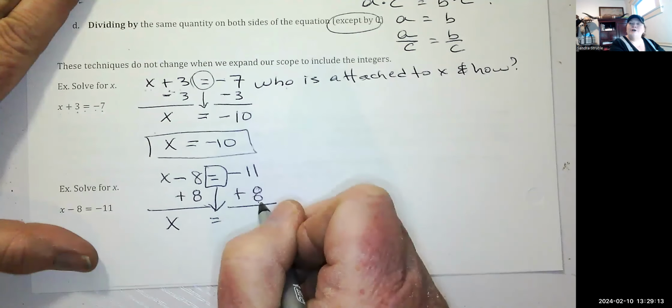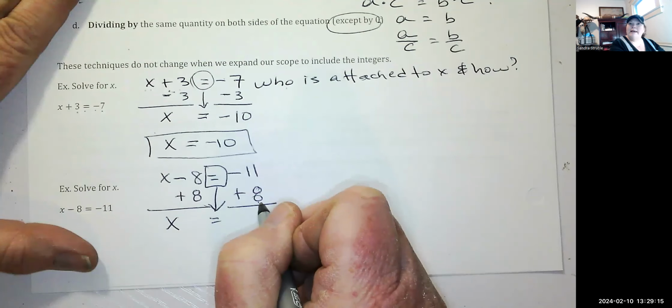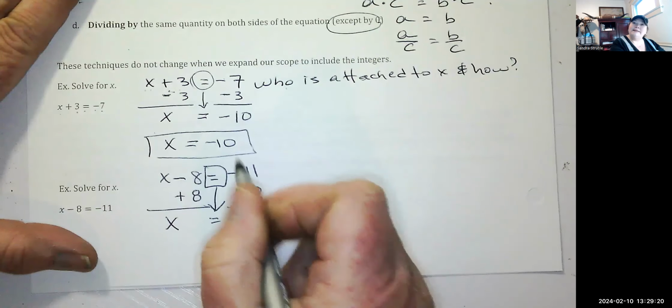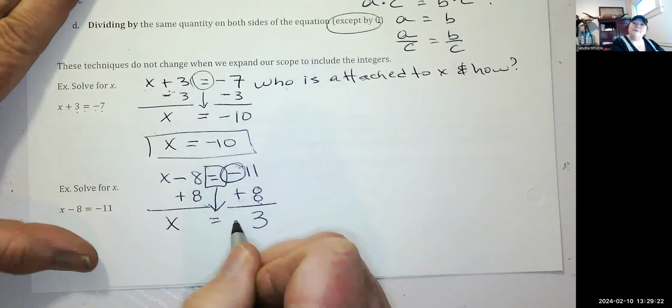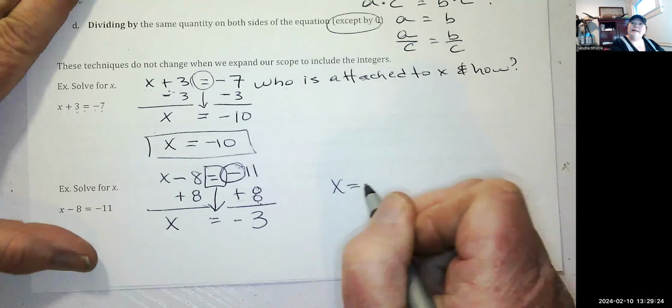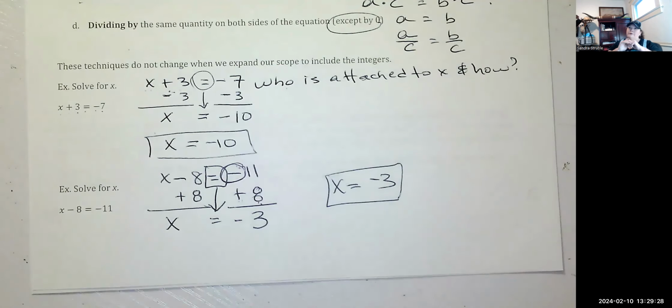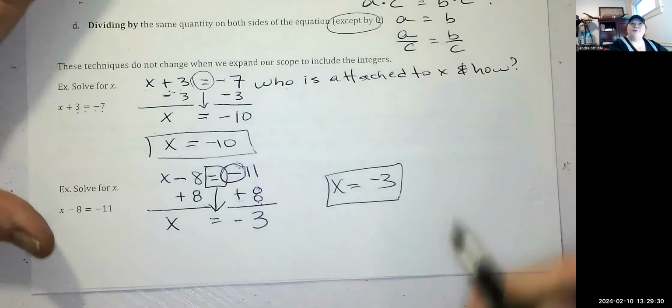The signs are different. So we have to subtract 8, 9, 10, 11. So that's 3. And this, we have to take the sign of the larger number. So X is equal to -3. There's a really cool thing we can do here as well. We can check these answers to make sure that they're right.